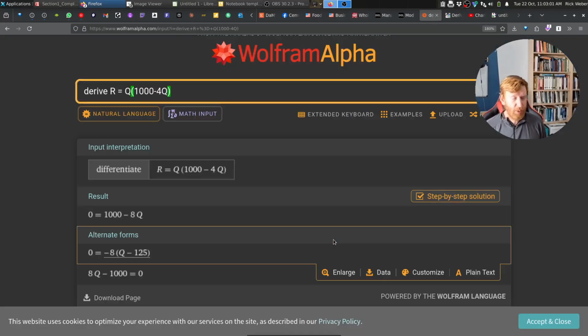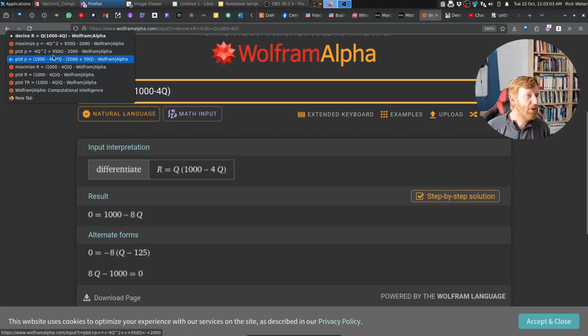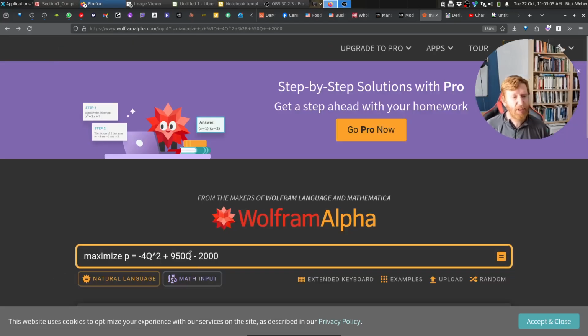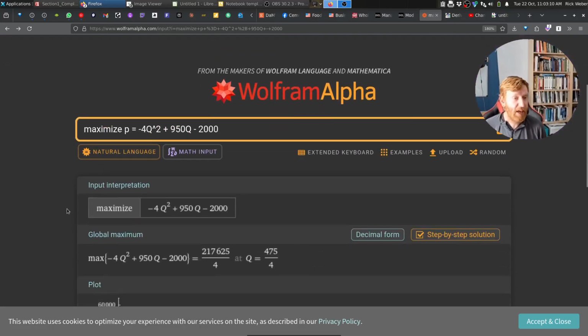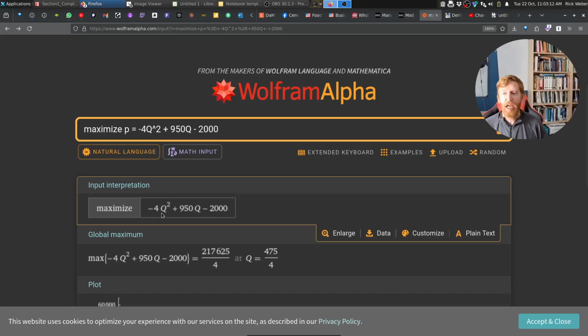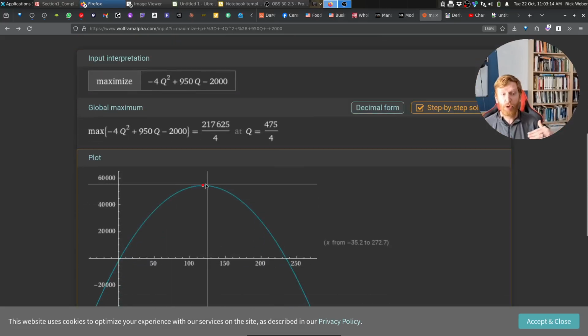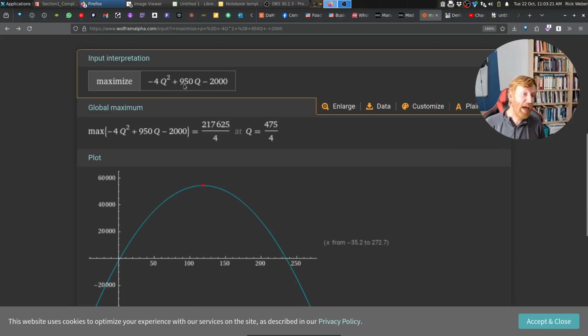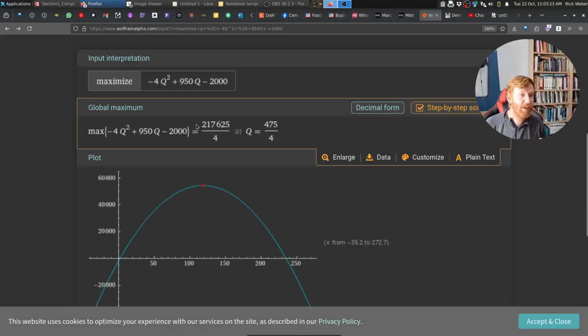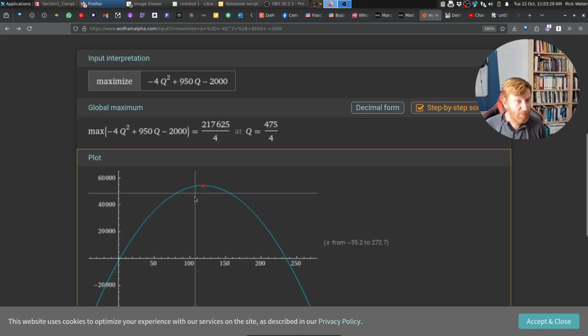Or we could do it the way we did before, where we roll it all together into something that's incorporating the revenue and the cost, and then we simplify it down into something, and then we do the derivative of that, and we find where that derivative zeroes out. That gives us the quantity where we maximize profit. Then we can plug that back into the profit function, and we can find that our maximum revenue is going to be $217,000 divided by 4, right? So $50-ish thousand.